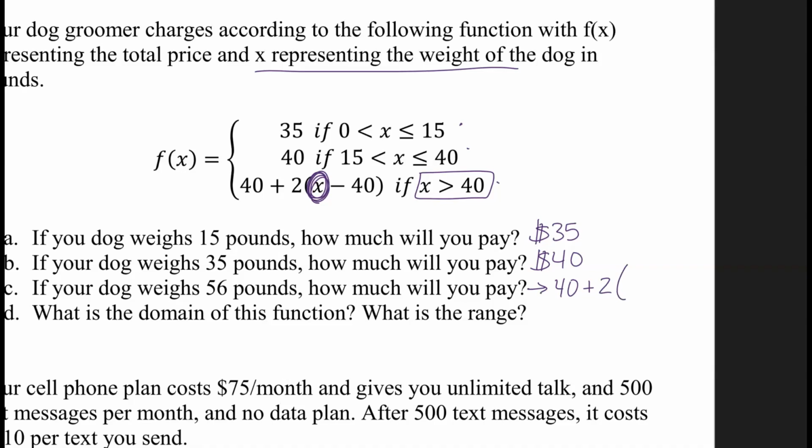So 2 times 56 minus 40. So 56 minus 40 is 16, times 2 is, what did I say? 16 times 2, 32, sorry. And you add 40 and you get 72. My gosh. It does not pay to have a heavy dog.